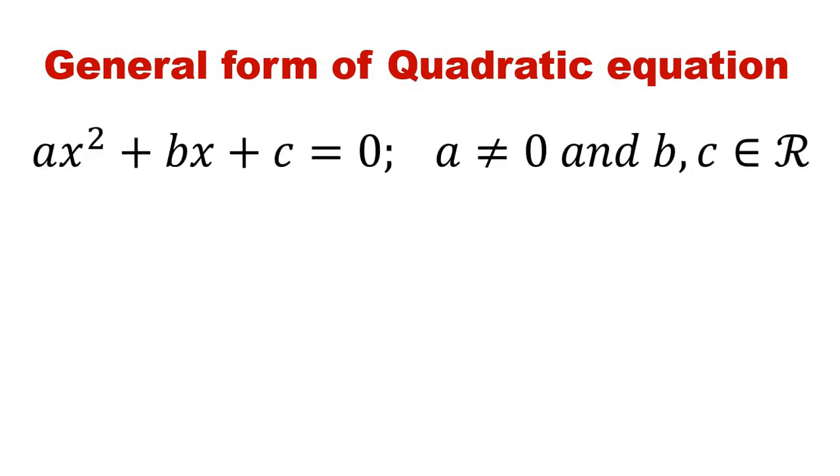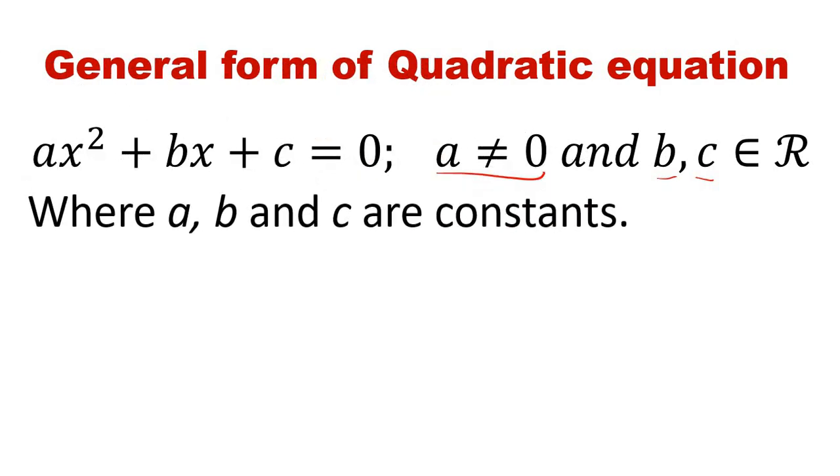Before we go into the graph, I want to take you back to the general form of the quadratic equation. Here is the general form: ax squared plus bx plus c equals 0. And remember, your a should not be equal to 0. If a is equal to 0, it is no longer a quadratic equation. Then b and c are real numbers. Remember a, b, c are constants.